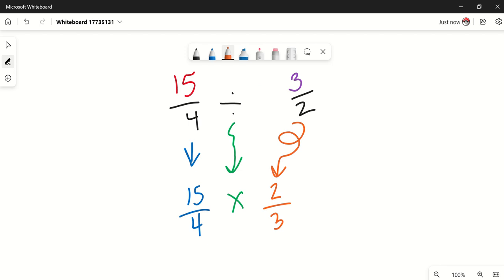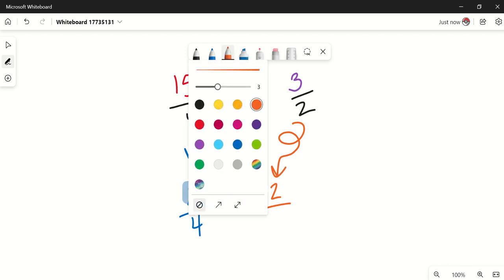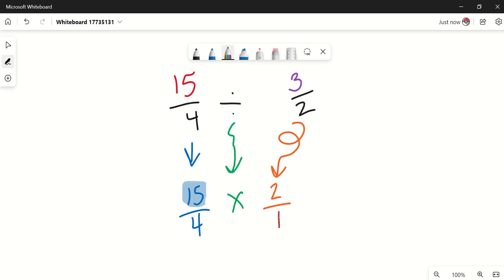Now I can either multiply straight across, or I can cross simplify. In this case, I'm actually able to cross simplify twice. 3 and 15 both have 3 in common. If I divide 3 by 3, I will get 1, and if I divide 15 by 3, I will get 5. On the other side, I have 2 and 4, which both have 2 in common. If I divide 2 by 2, it becomes 1, and if I divide 4 by 2, it becomes 2.